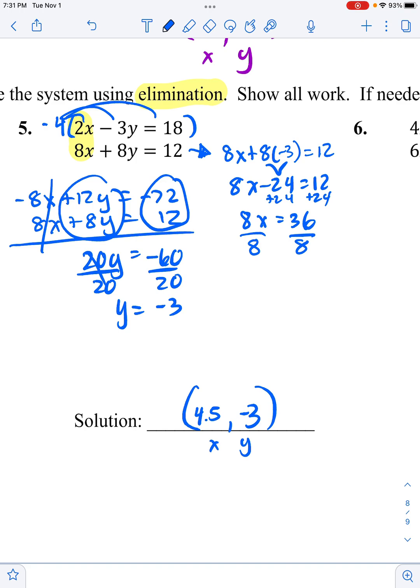But if you don't feel like that's right, like if I was taking the test, I might worry that that's not correct. So I'm going to go back to my original problem, and I'm going to put in my 4.5 for the x, and I'm going to put in my -3, and I'm going to check to see on my calculator if it equals 18. So you literally type in 2 parenthesis 4.5 parenthesis minus 3 parenthesis -3. And when I hit enter, I get 18.